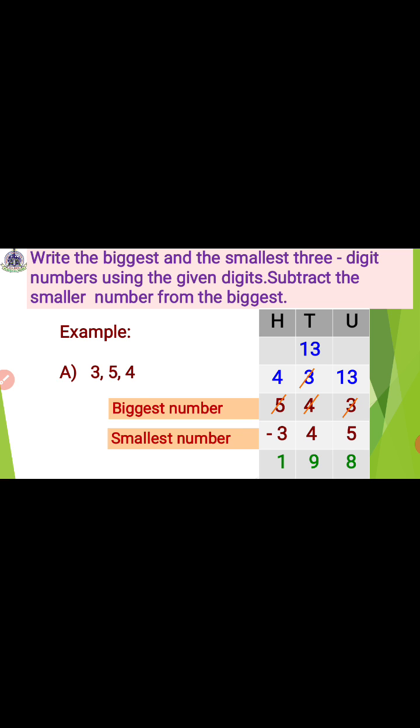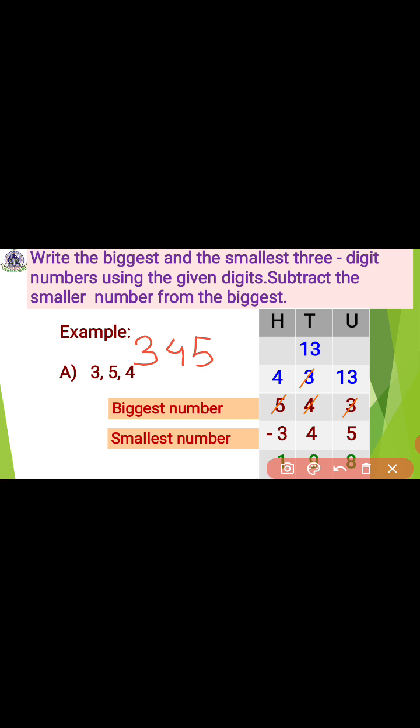We have to keep these digits in ascending order to make the smallest number, and we have to keep it in descending order to make the biggest number. First we will make the smallest number. So in these 3 digits 3, 5 and 4, the smallest number is ascending order, means keeping the number first the small, then the bigger, then the biggest. So 3 is the smallest number, then 4, then 5. So 345 is the smallest number we have made.